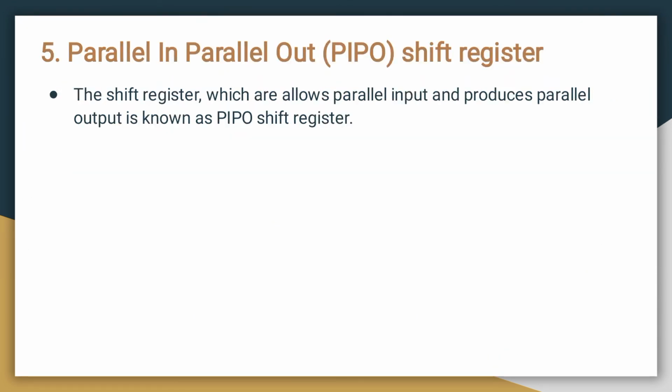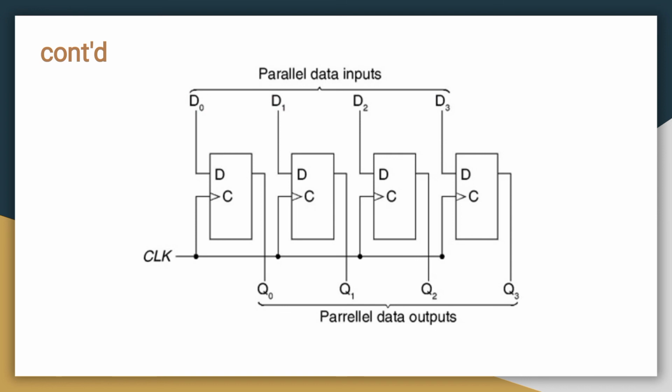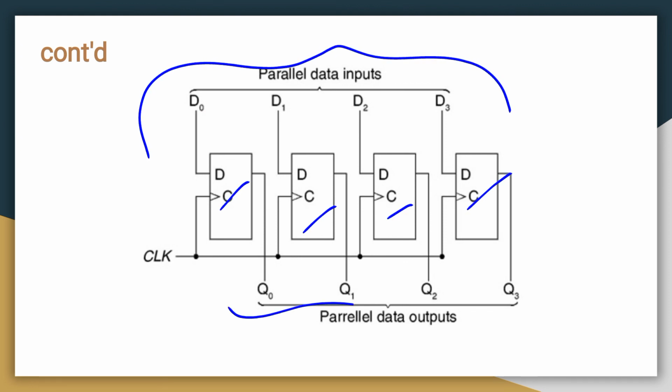The last shift register, that is parallel in parallel out shift register. So here the shift register will take the parallel input and produce the parallel output. So this is called PIPO. So let's see what is the block diagram of it. So this is the block diagram. It consists of 4 inputs, 4 D flip-flops and 4 parallel outputs and a clock with all the flip-flops, that is synchronous one. So let's see how it is going to work.